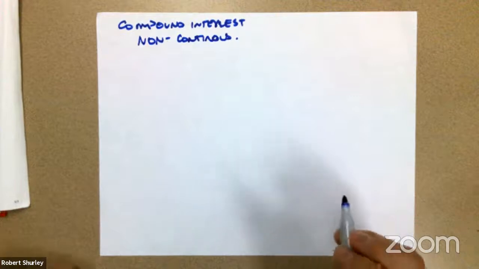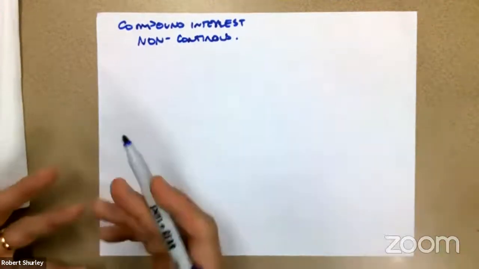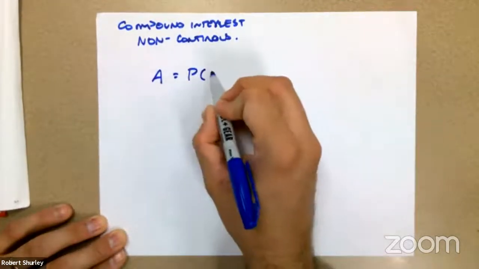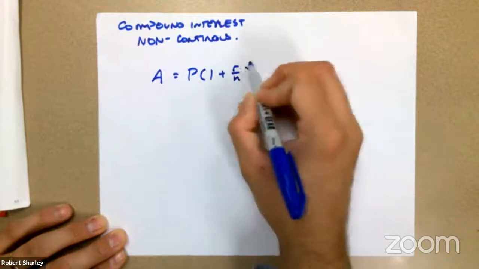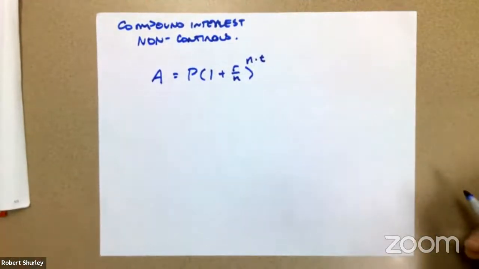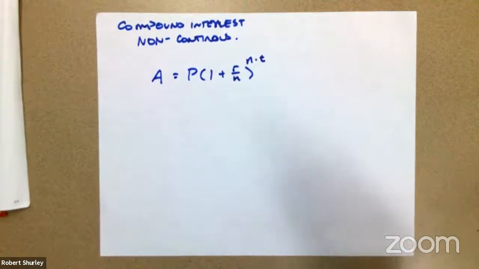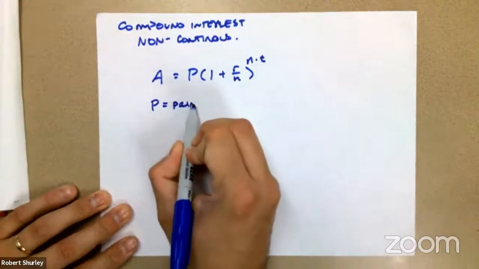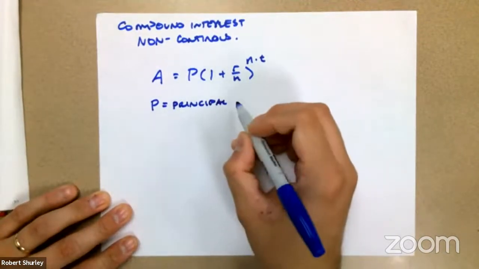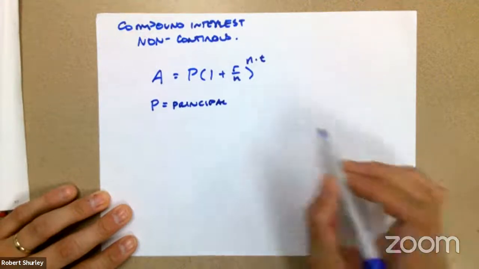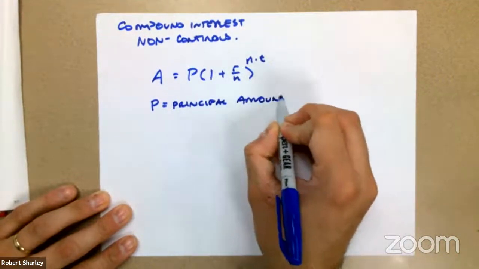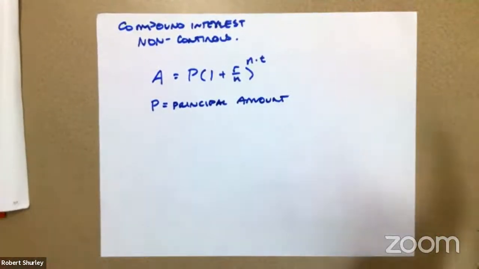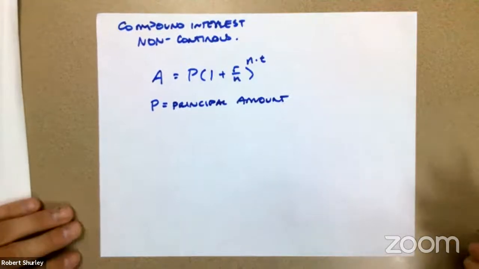It's on page 450, but what you have to know is what to plug in. The equation looks like this: A equals P times (1 plus R over N) raised to the N times T. This is for the case where you've got a principal amount of money. You throw it into an account, and we know the rate, how long you're going to leave it in, and how many times it's compounded a year.